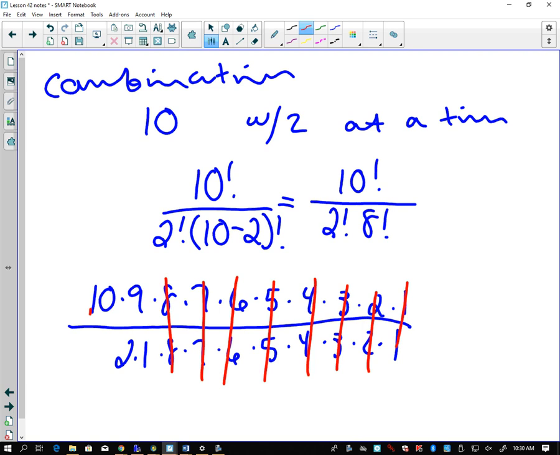Yes? So we understand, we want to be careful. If they say combinations, we need to set it up as a combination. If they say permutations, we need to set it up as a permutation. All right, let's look at some questions. Let's see, this is lesson 42.